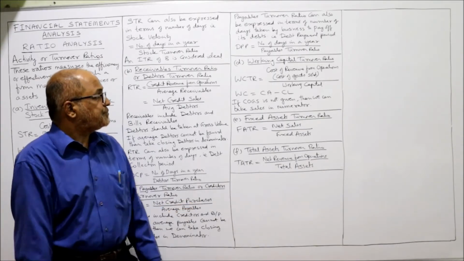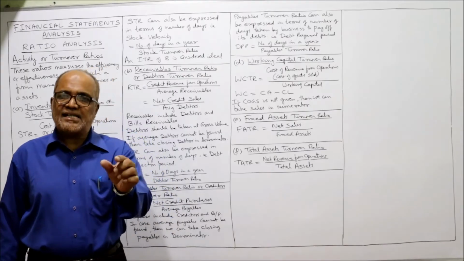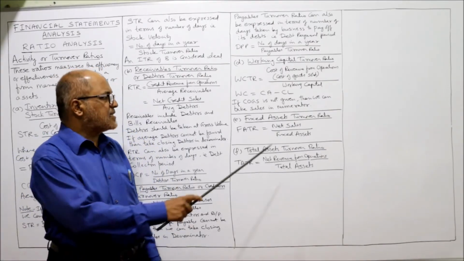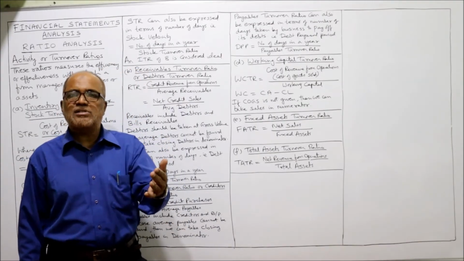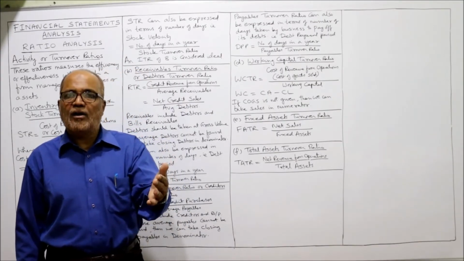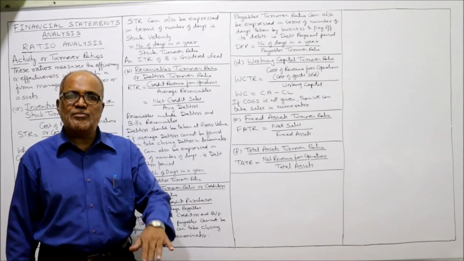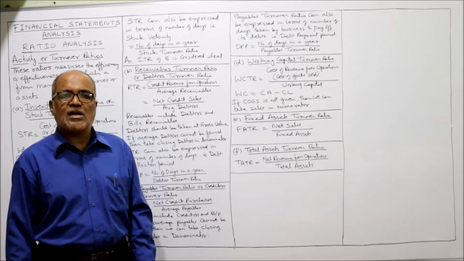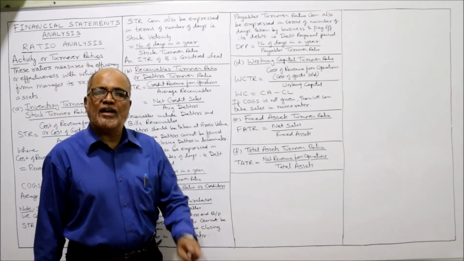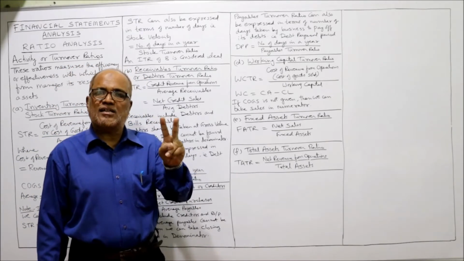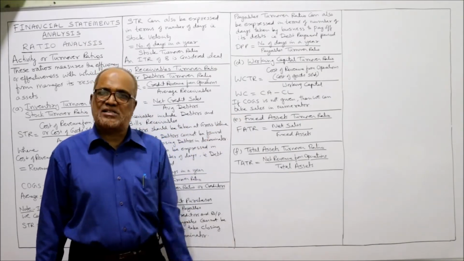Next formula is fixed assets turnover ratio: net sales divided by fixed assets. That means how many times our sales are, in terms of fixed assets. For example, fixed assets are 1 lakh and sales are 2 lakh. So we can say the fixed asset turnover ratio is 2 times. Our sales are twice the fixed assets.